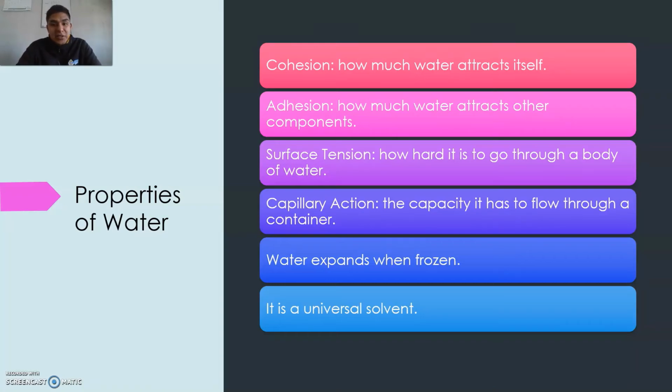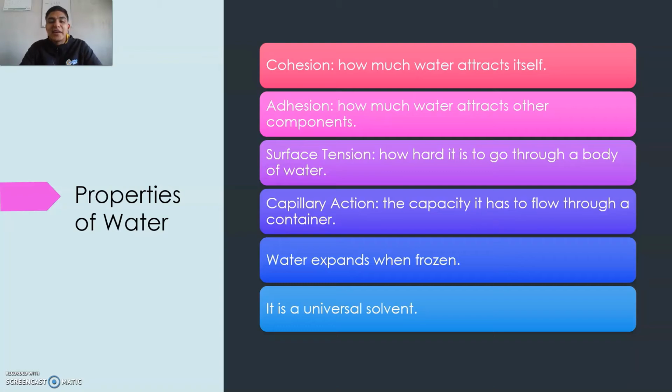Then we have capillary action, which is the capacity it has to flow through a container or through a tube, to be more specific. So let's suppose that you're going to pour some water inside a tube. You are going to notice that it is going to be pretty easy for it to go through it. But what do you think will happen if you start adding a lot of sugar or a lot of honey to the water? Then it is going to become way harder for it to go through that tube or container, because the capillary action properties are being changed in this portion of water that we are studying.